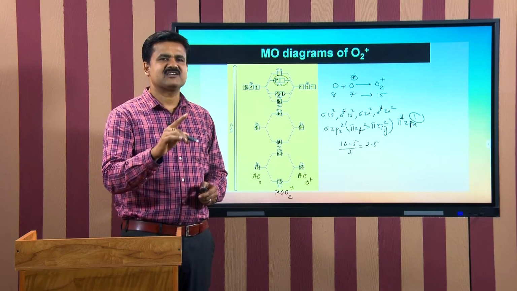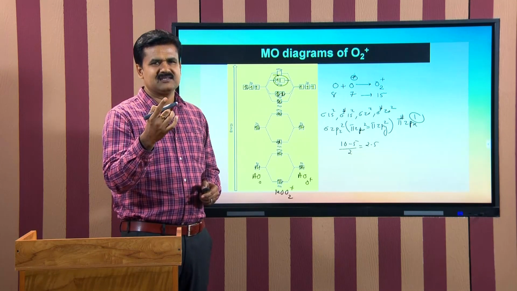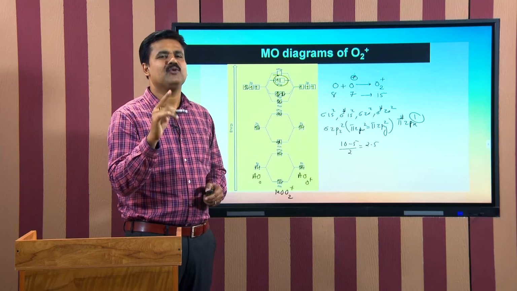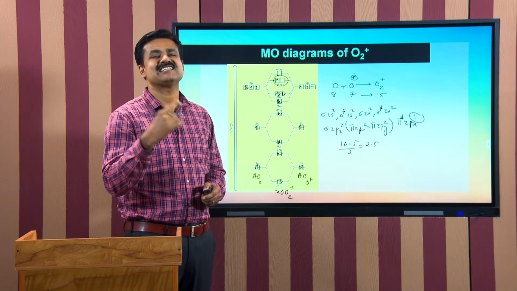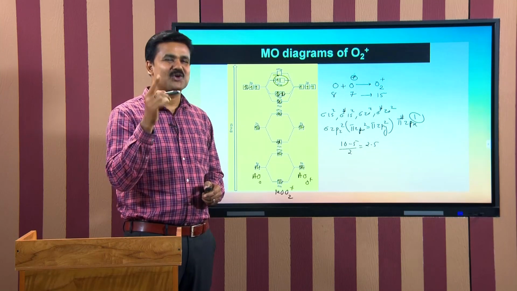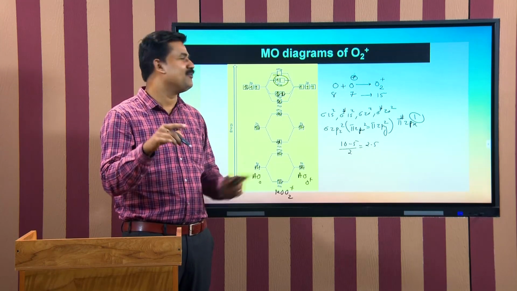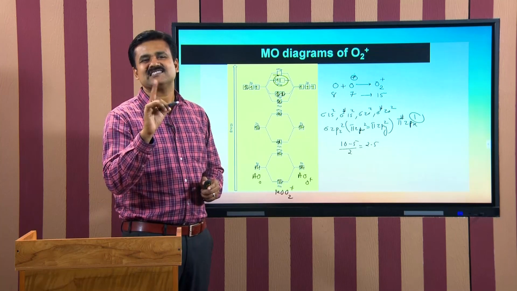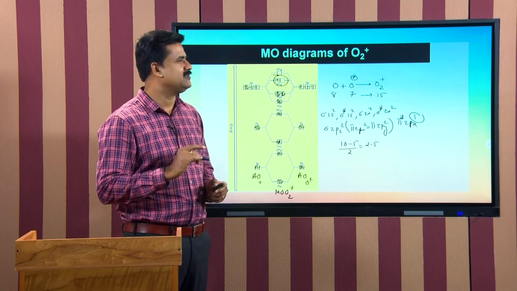Thus the formation of O2 plus from O2 causes an increase in the bond order from 2 to 2.5. In oxygen, the bond order is 2, and in O2 plus, the bond order is 2.5. That is an important thing to be noticed.